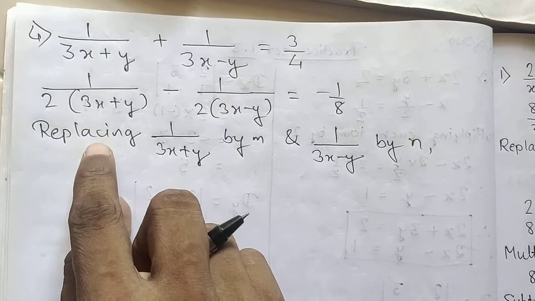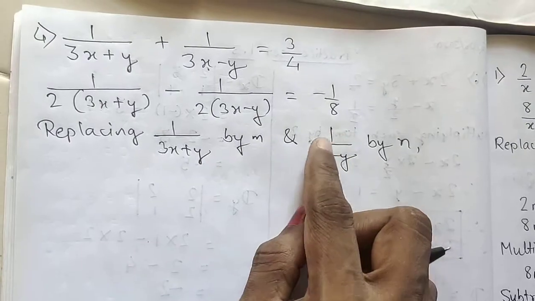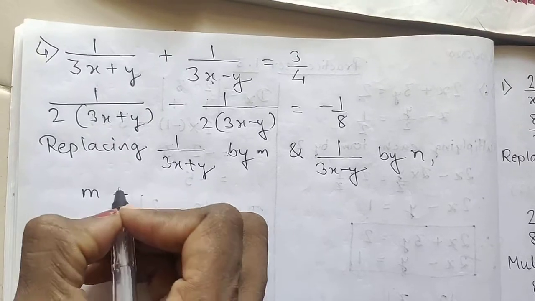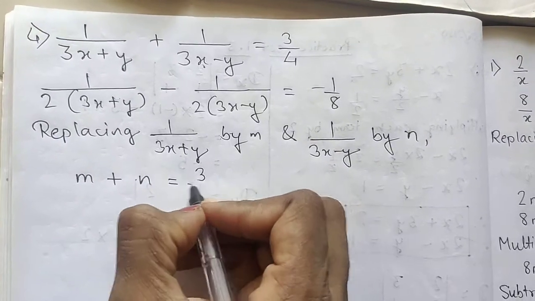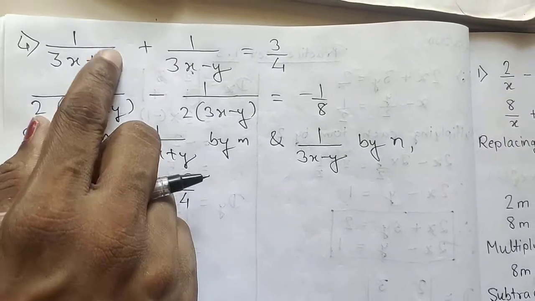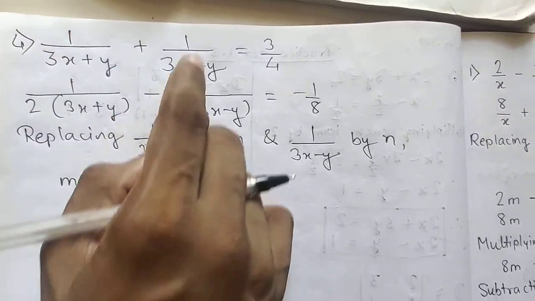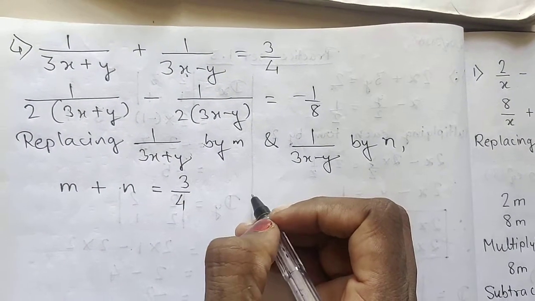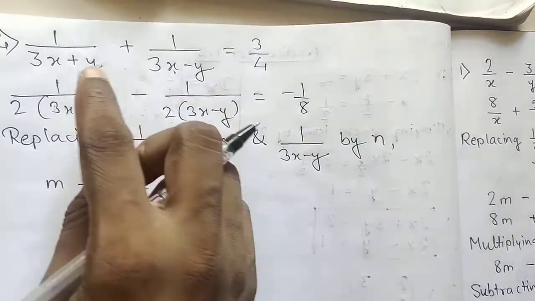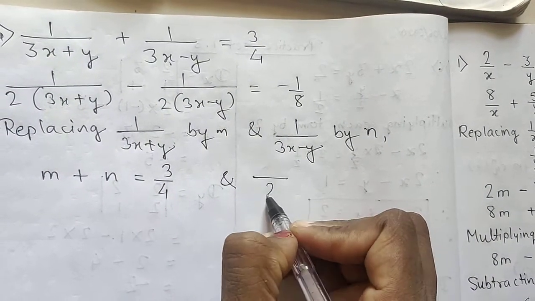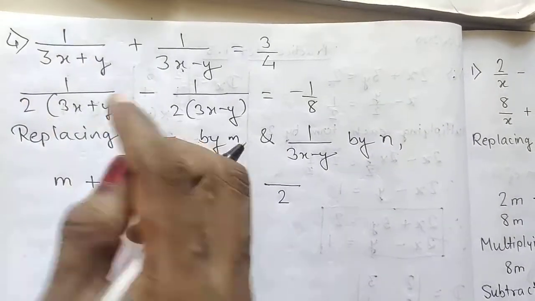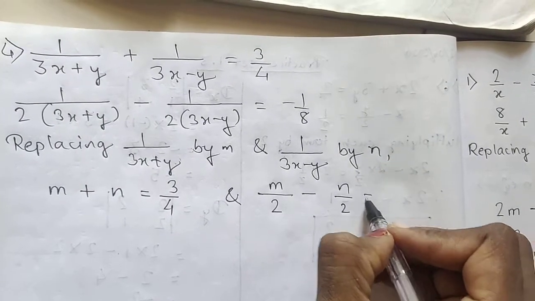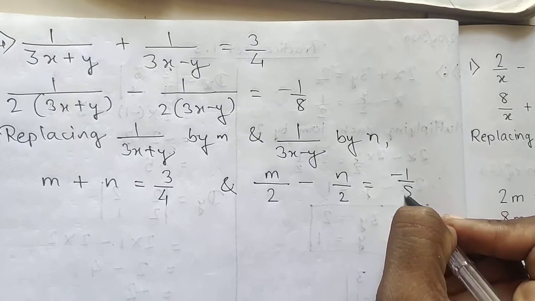Okay, so what I have written is, replacing 1 upon 3x plus y by m and 1 upon 3x minus y by n. So what are you getting? You are going to get m plus n is equal to 3 upon 4, because your first term is 1 upon 3x plus y, that is m, 1 upon 3x minus y, that is n, and finally 3 upon 4. And what about the second equation? In the second one, see, in the denominator 2 is there and we are replacing 1 upon this, so this becomes m upon 2. Similarly this becomes n upon 2, and finally you are going to get minus 1 upon 8.